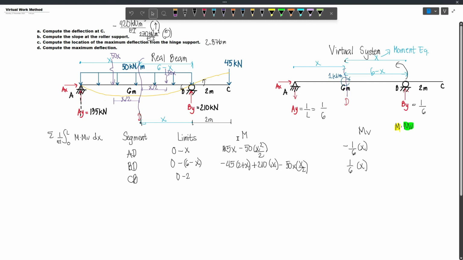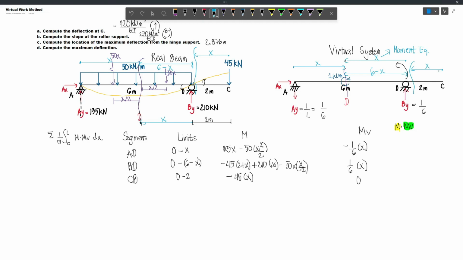And then lastly, for CB, we are essentially considering this segment. And so, it will be the same kanina. This will be negative 45 times x, kasi ito na yung origin natin up to the cut. And then for MV, it's simply 0, because at this segment, wala tayong loadings. And so, if this is our origin, magiging 0 lang din.